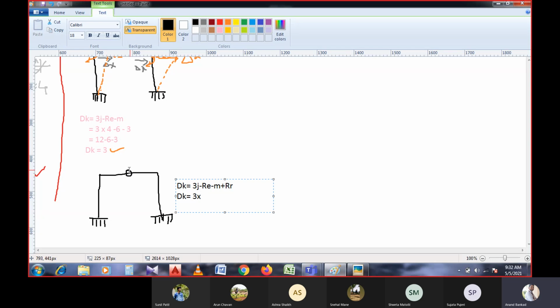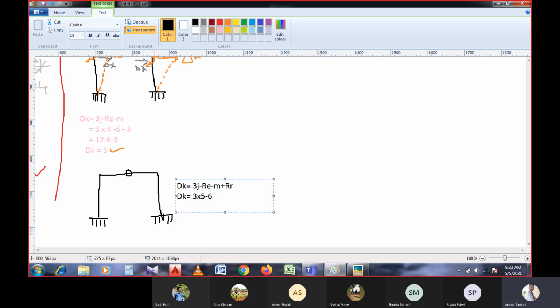That means whenever you are getting an internal hinge, you have to consider it a joint, because you'll be getting a moment over here. Whenever you are getting a moment, that particular location will be considered as a joint. Since 1, 2, 3, 4, and 5, 5 joints are there, and the external reactions are 6.